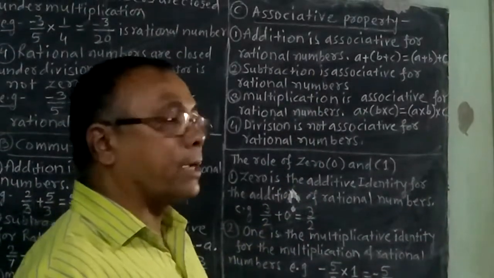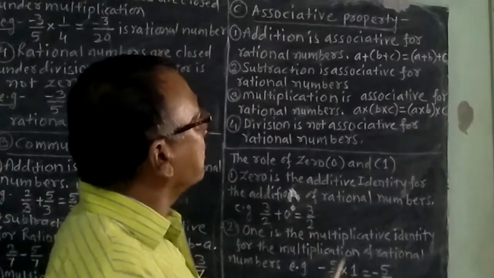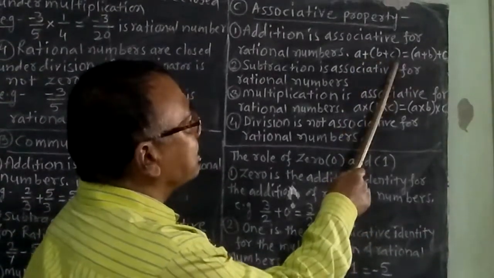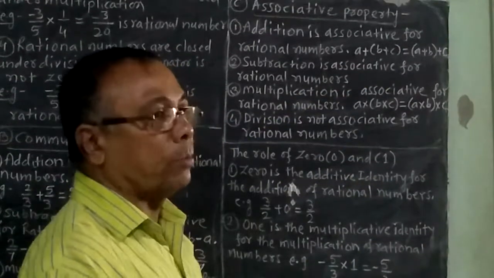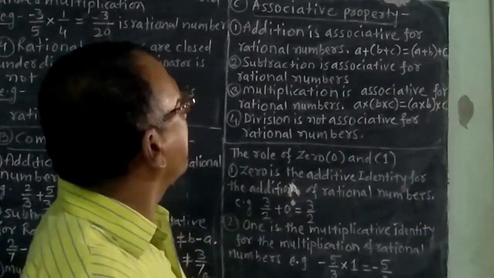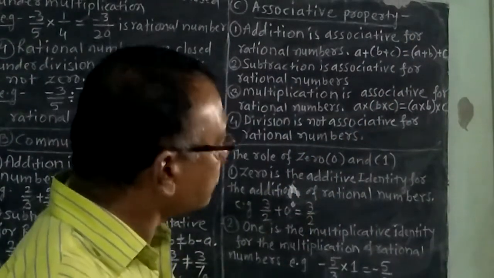Now you can check by taking any rational number, means values of a, b and c, and if you substitute all these values in the given formula, then you will observe that addition is associative for a rational number.